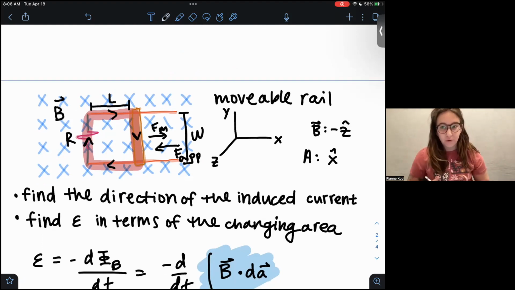So that's a little rundown of all of the different types of problems, the different situations that you'll see with Faraday's law.